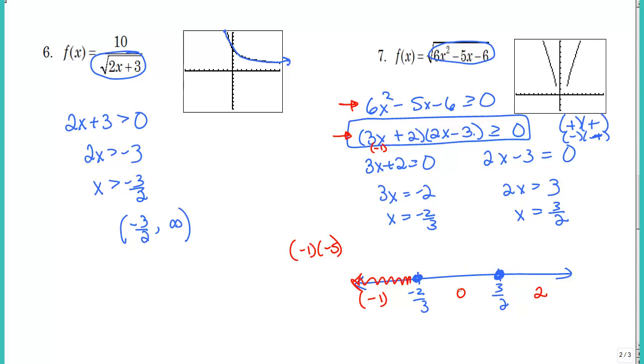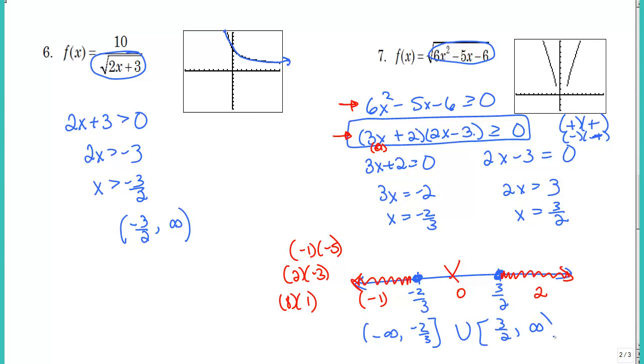So that counts. If I put in 0 here, I'm going to get 2 times -3, which is -6. That's not greater than 0. If I plug in 2, I'm going to get 6 plus 2, that's 8. 4 minus 3 is 1. That's definitely positive. So I have a domain from -infinity to -2/3 bracket, 3/2 to infinity.